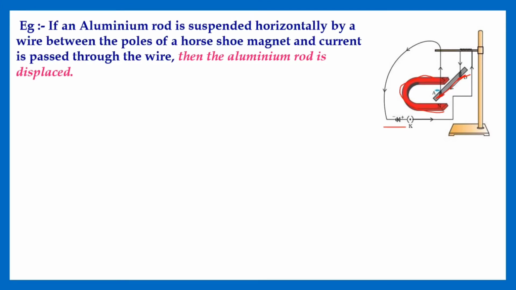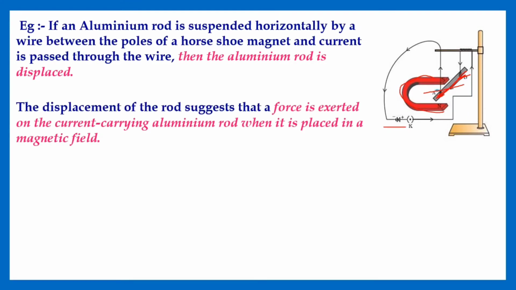When electricity is not flowing through it, there is no deflection. The aluminum rod is just hanging there. But when electricity starts flowing through it, we observe that the aluminum rod is displaced. It will move a little from its place. It means it is experiencing a force inside the magnet.